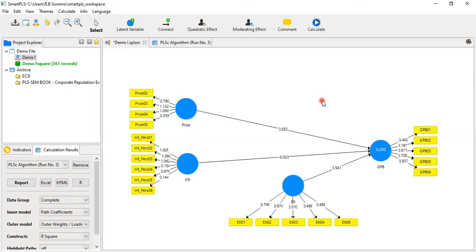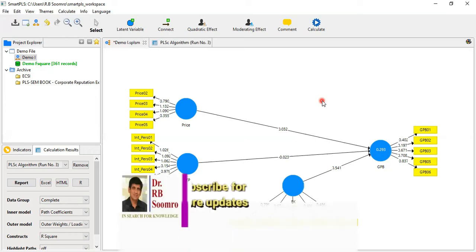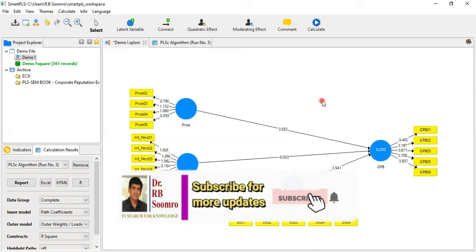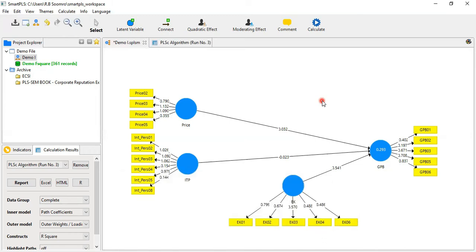If you compare with AMOS, it is working on theory testing. Nowadays, considering the high demand for theory testing, the people who are working on Smart PLS are also working on how people can test their theories in Smart PLS.